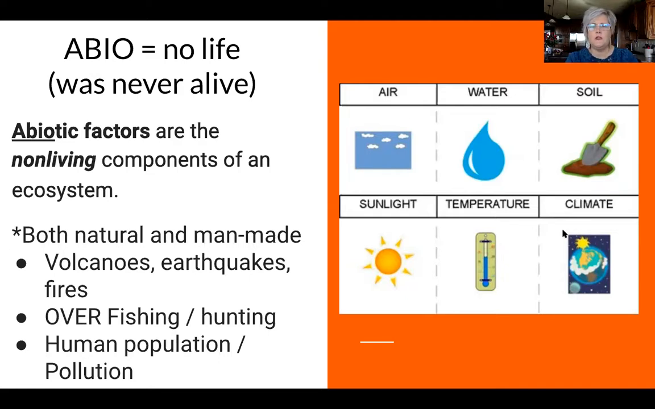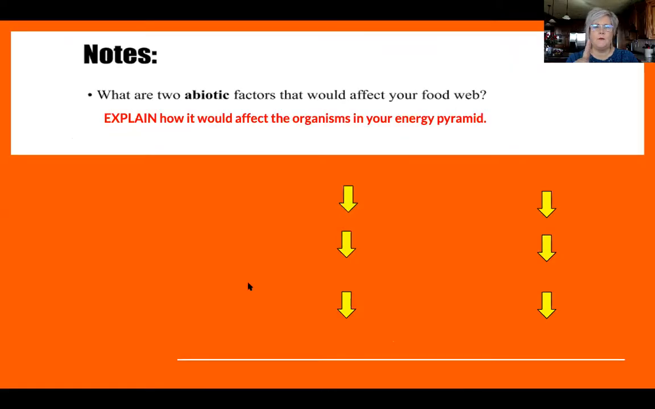Your main categories are, though, air, water, and with air, think about clouds, think about the different gases that are in the air. This would be the pollution and all that. Water, the amount of water, the quality of water. Soil, again, anything having to do with the earth. Sunlight, temperature, and climate. So let me give you an example here.